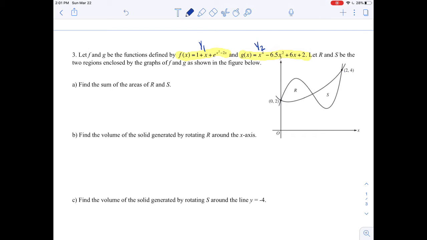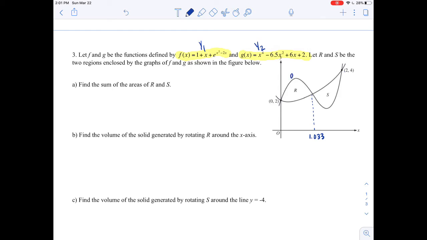So we want to find the sum of the areas of R and S. You first have to find this intersection here. So graph this in your calculator, second, trace, intersect, and you'll see that this intersects at 1.033.